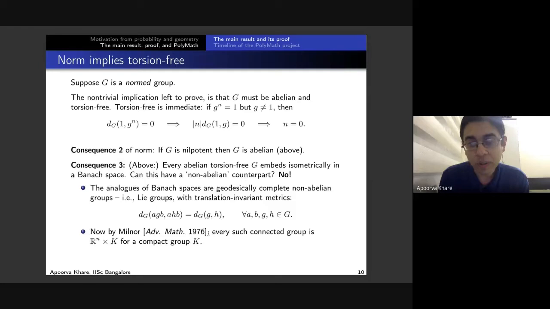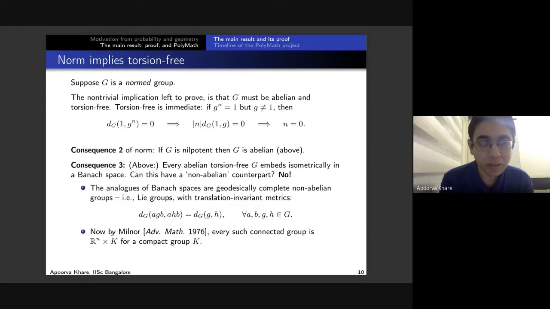Non-abelian groups cannot have norms. So why? Well, every such connected Lie group with a translation invariant metric looks like this. It's R^n cross K for a compact group K. Now, if you have a norm, if you have a metric on the compact group, then that metric is necessarily bounded. But on the other hand, if you have any non-trivial element, right?